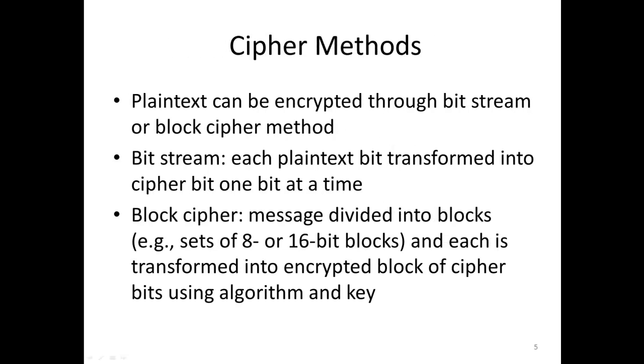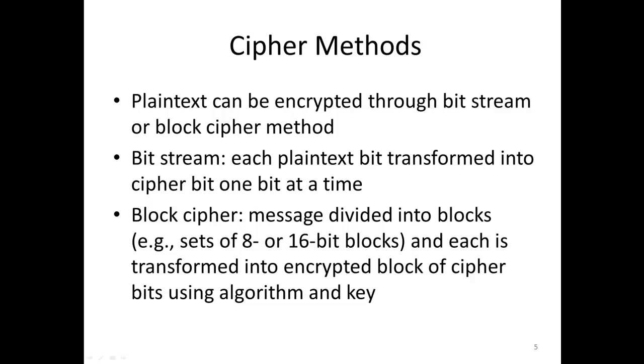A couple of different cipher methods that we should talk about and you should be familiar with. Make sure that you're familiar with the term plain text. That piece of information that is readable can be encrypted through two different methods, bitstream or block cipher. With bitstream, each plain text bit is transformed into a cipher bit, one bit at a time. With block cipher, the message is divided into blocks, as an example 8 or 16-bit blocks, and each is transformed into an encrypted block of cipher bits using the algorithmic key.